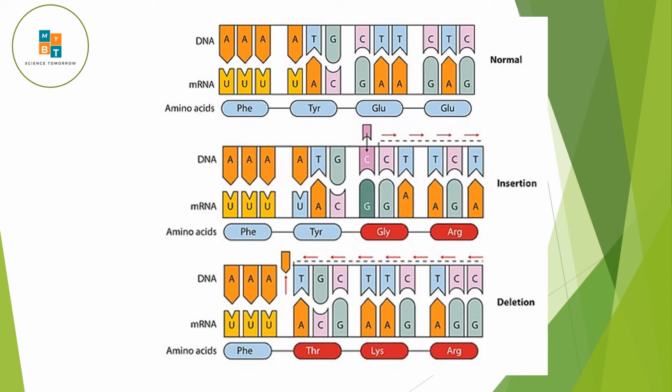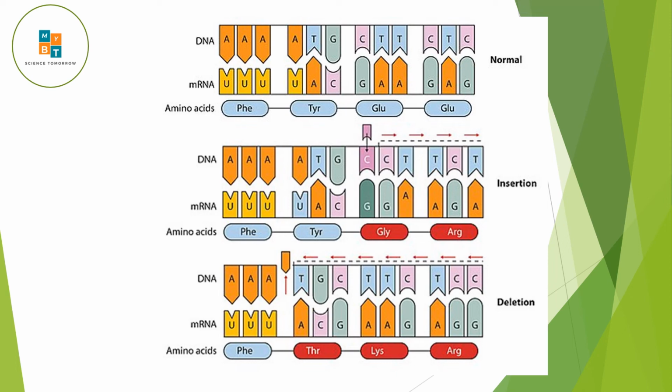If you take the second figure, it is the insertion of C. A new cytosine is coming in. So glutamic acid becomes glycine, then the next glutamic acid becomes arginine. So your frame will be shifted. There's a difference.